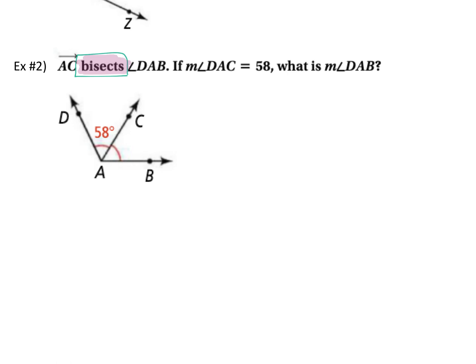So AC bisects angle DAB, and then they even mark that for you. How generous of them to mark that for you. So if DAC is 58, what's DAB? Not 58, 116, right? This is 58. They're congruent. So the measure of angle DAB is going to be 58 plus 58, or 116 degrees.